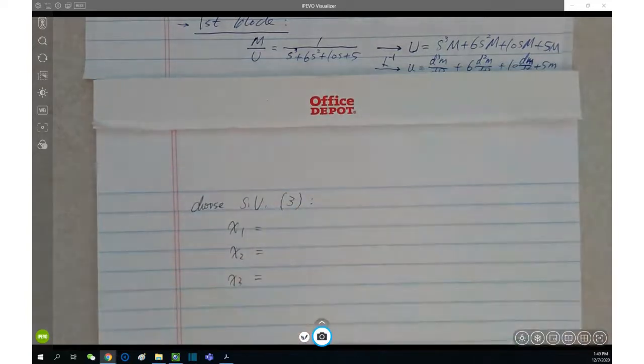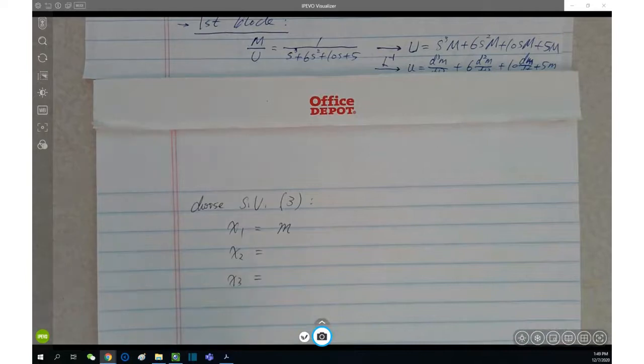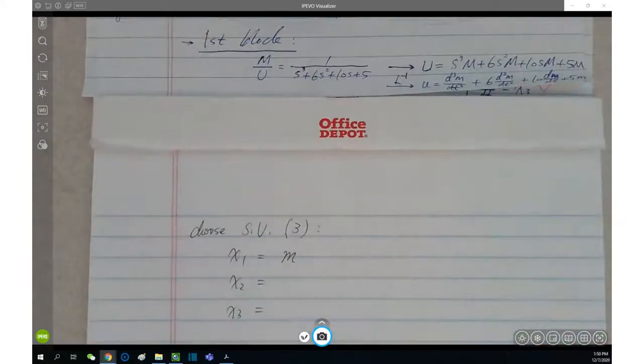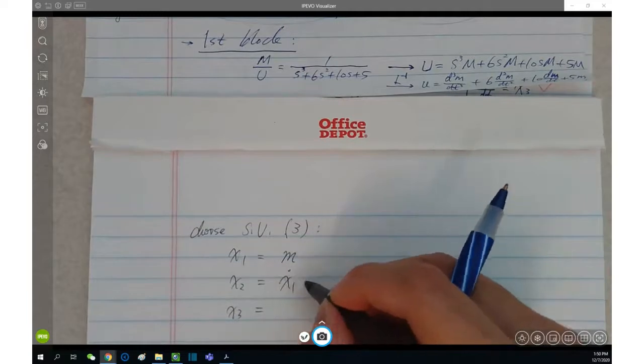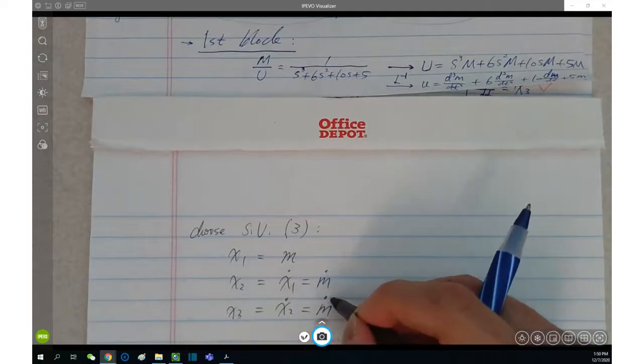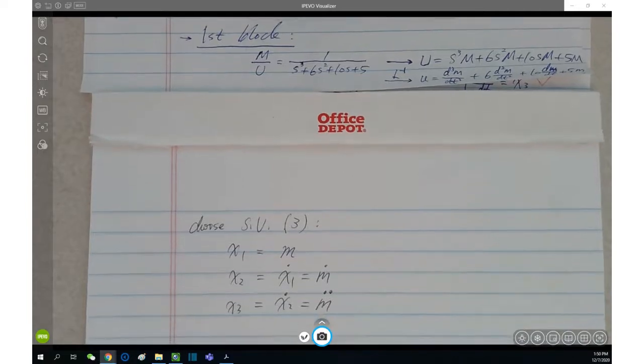Very straightforward. Now x1 is equal to what? Be very careful. Based on example 1, x1 equals what? M. Very good. Be careful: x1 is not y anymore. Now we're dealing with m and u, not y and u, so x1 is m, not y. X2 is what? X1 dot, or say m dot, right? X3 is what? X2 dot, which also equals m double dot, right? Does it make sense? This is the most important step. After some exercise, it becomes very easy.